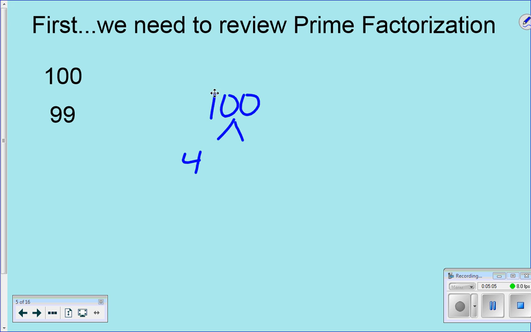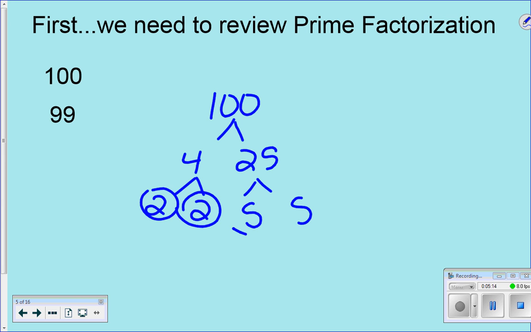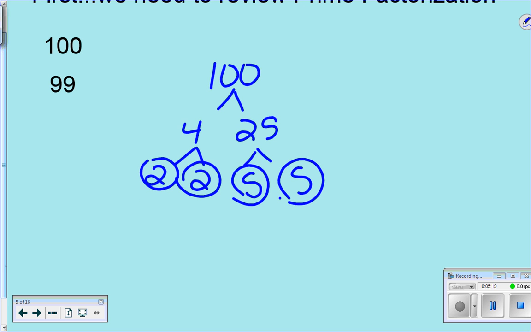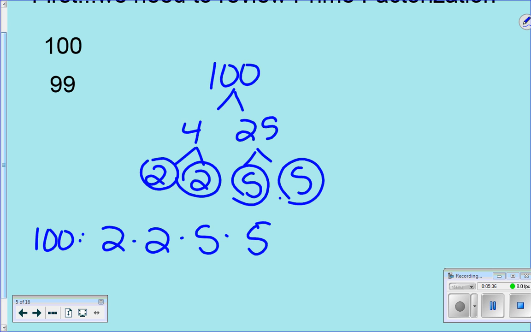I'm going to do 4 and 25 because I figure a lot of you didn't pick that one. 2 and 2, 5 and 5. I like to circle mine as soon as I know that I cannot go any farther on them, because then it reminds me I need to put them in my prime factorization. Then what I like to do is list out my prime factorization. Everybody who did 2 and 50, come up with the same thing? You should have. Just two 5s and two 2s. But you've got to circle them first.